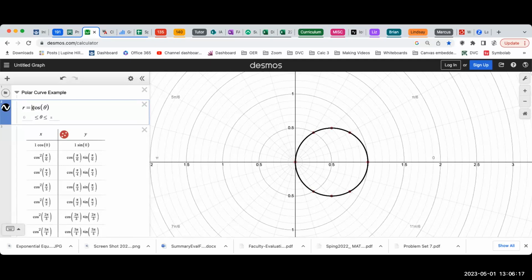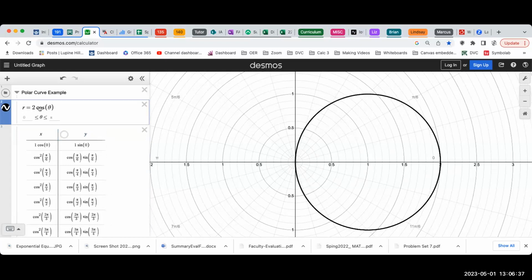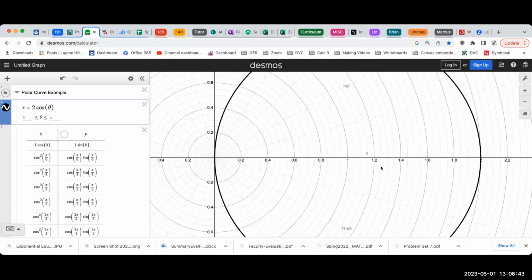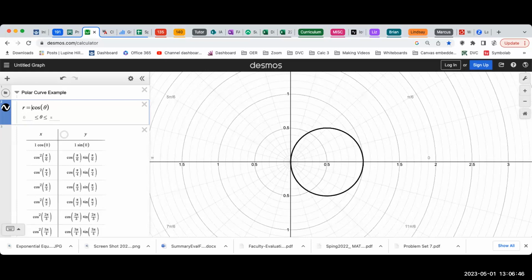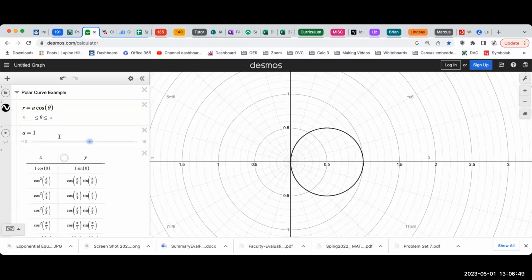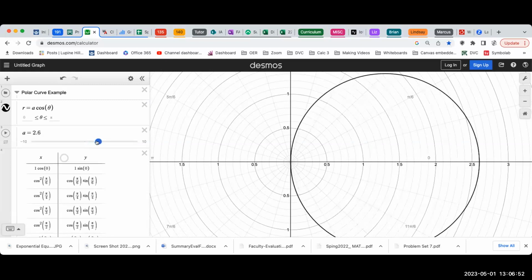When theta was 0, what was the biggest value of r? 1, right? That's because cosine of 0 is 1. What do you think will happen if you put a bigger number in front of cosine? Let's see. 2. What's the diameter of the circle? 2 units, correct. So if I just click a random value for A, the bigger A is, the bigger the circle. But that circle is attached to the origin. It won't move.